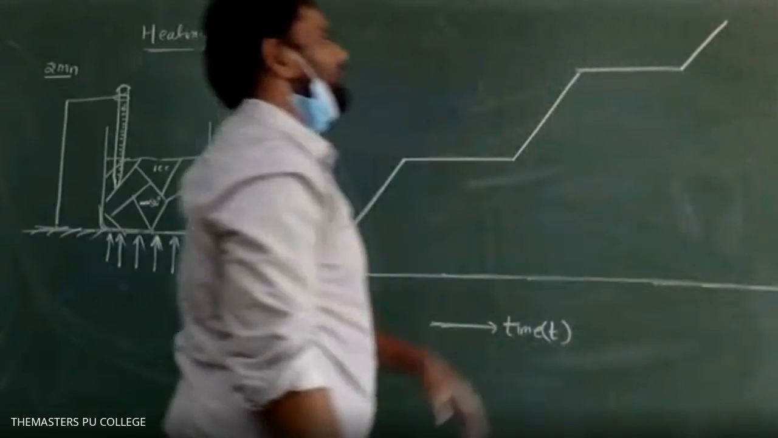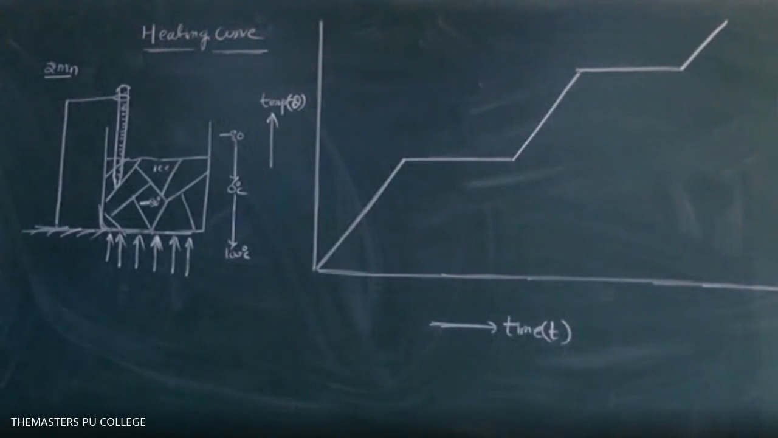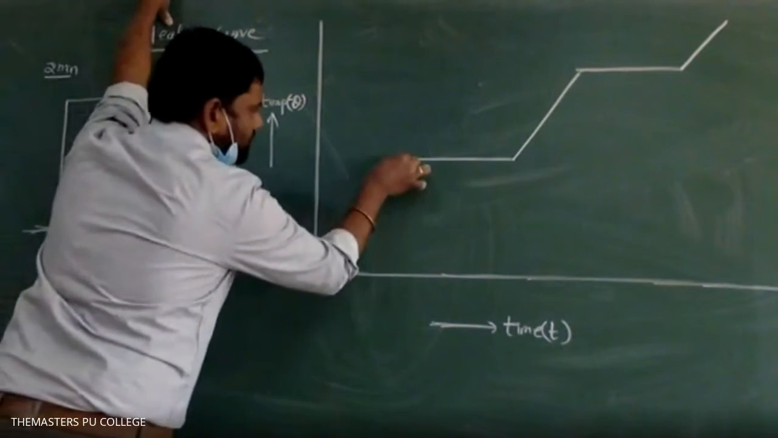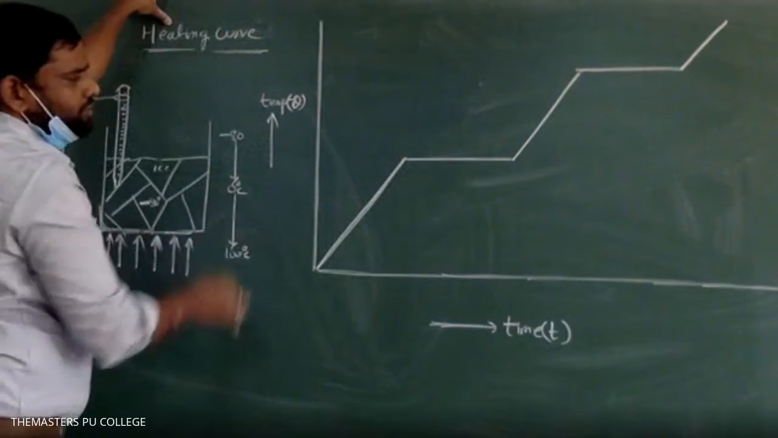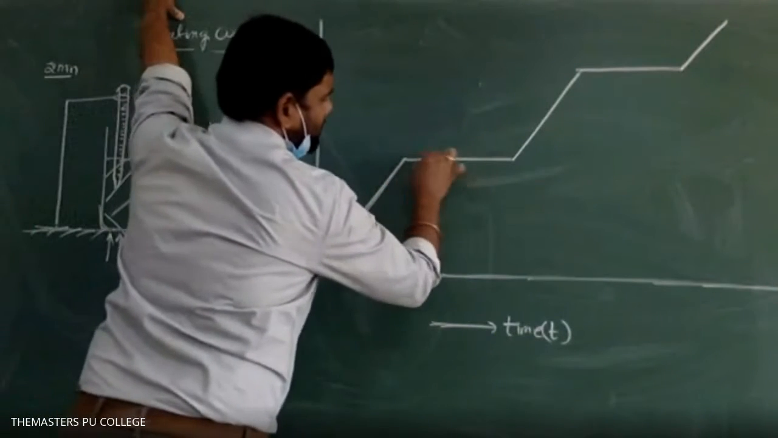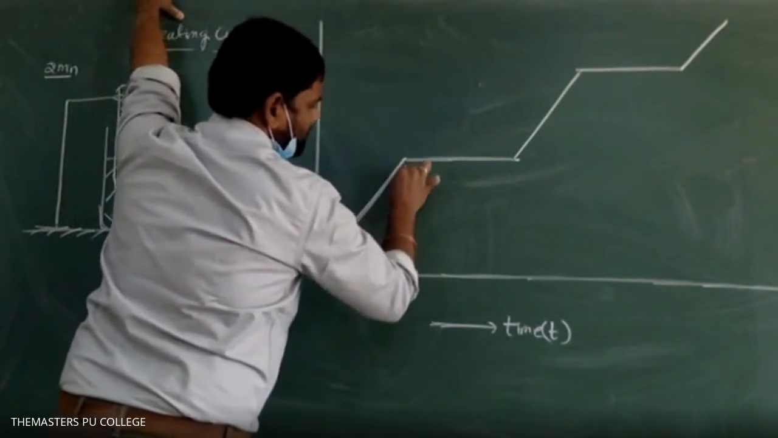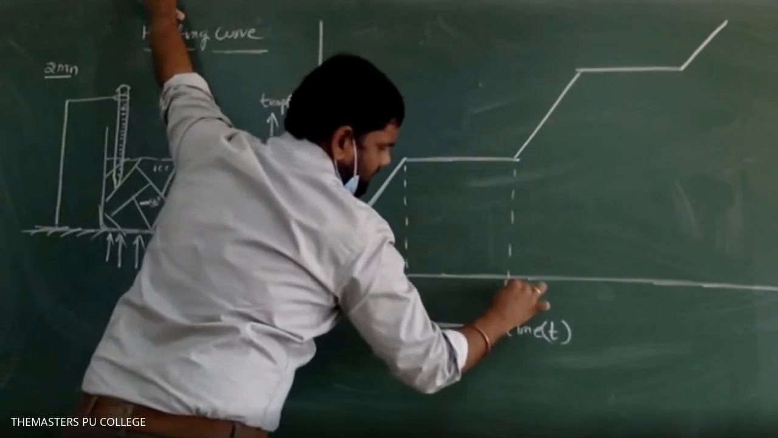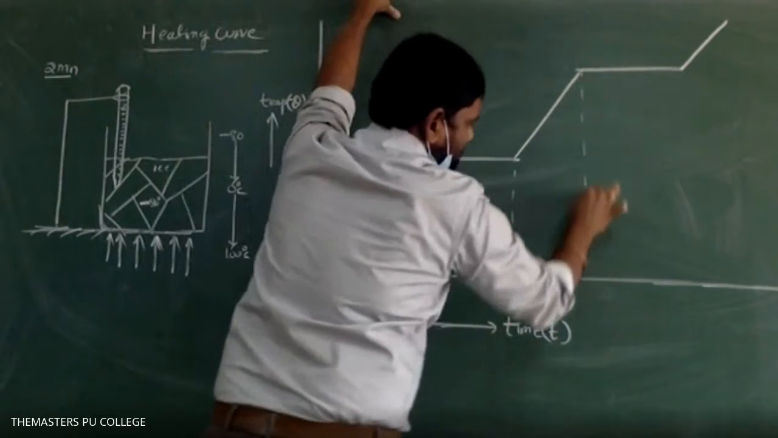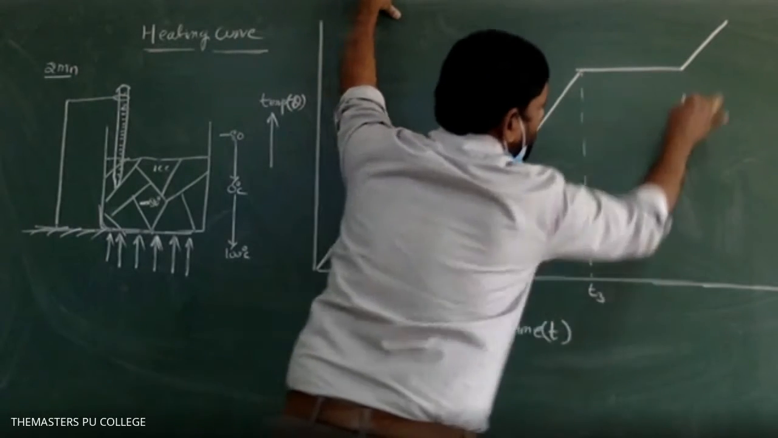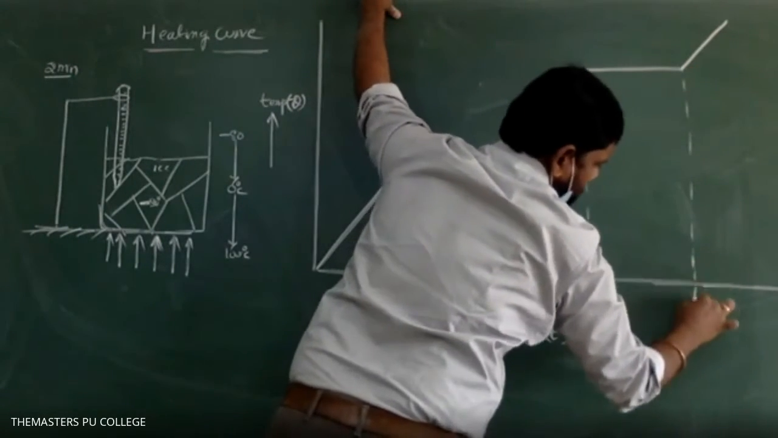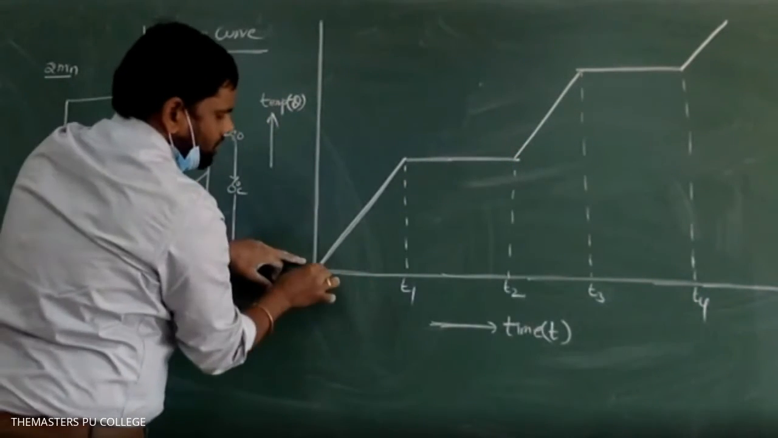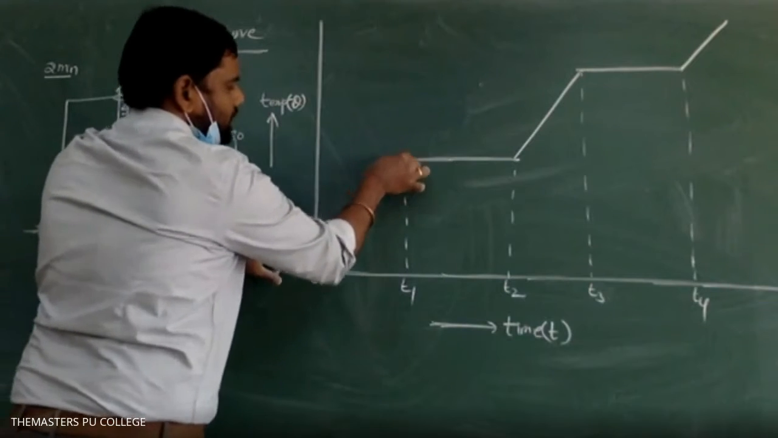Okay, so the graph appears to be like this. Why does the graph appear like this? From here to here, temperature is increased from -80 to 0 degrees centigrade, and then the temperature remains constant for some time. Let us say T1 here, T2 here, T3 here, and T4 here. Between 0 and T1, the temperature of the system has increased.